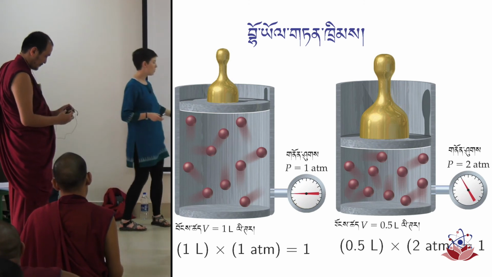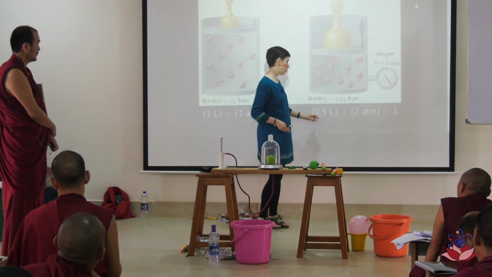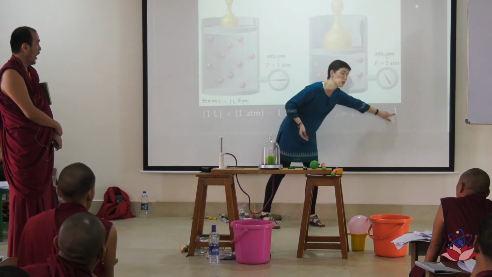So as you see in this first situation, 1 times 1 is 1, and in the second situation, 0.5, which is the same as 1/2, times 2 is also 1.